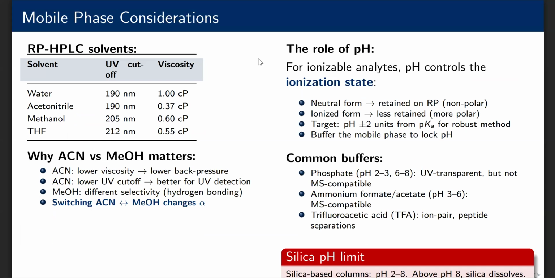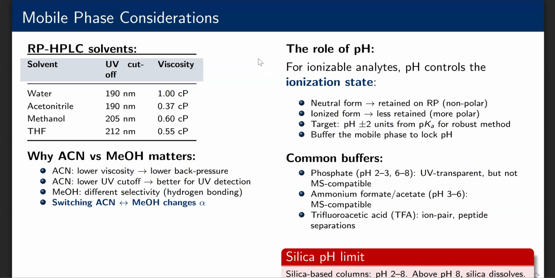Methanol is cheaper and provides different selectivity through its hydrogen bonding capability. Critically, switching between acetonitrile and methanol changes the selectivity alpha for many analyte pairs. This is a practical way to improve a separation without changing the column. For ionizable analytes, pH is critical.